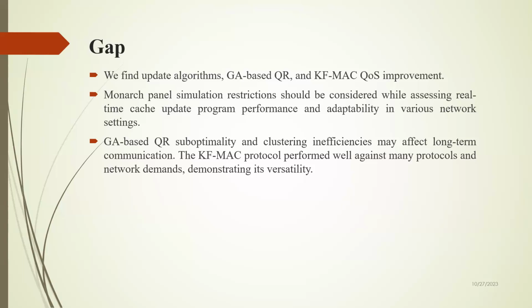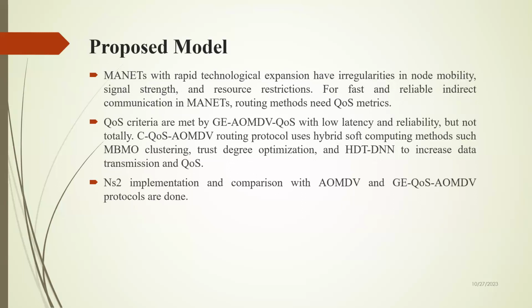And the AODV routing protocol stands out for comprehensive security and flexibility compared with the new encryption methods. And our proposed model, with rapid technology growth, MANET introduces abnormality with node mobility, signal strength, and routing protocol, which is crucial for communication in MANET. QoS measurement requires rapid and efficient data transmission, and GAOMDB QoS stresses the requirement of low latency with reliability, but doesn't fully solve QoS issues.